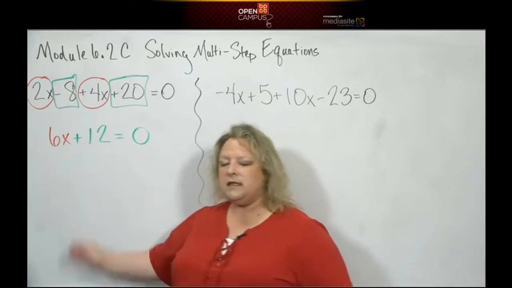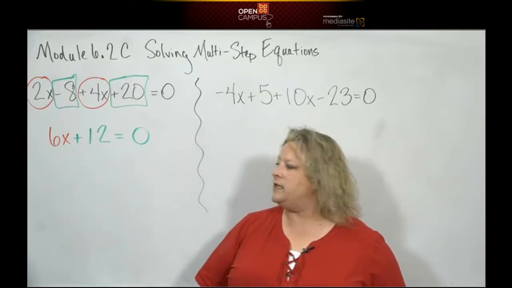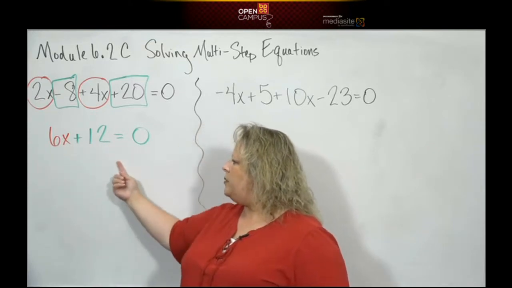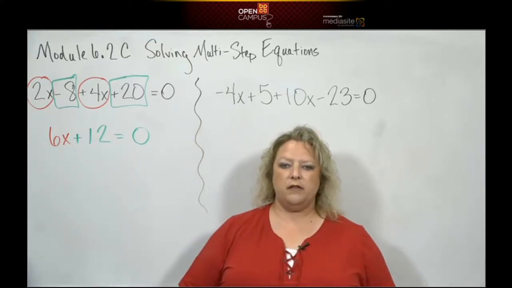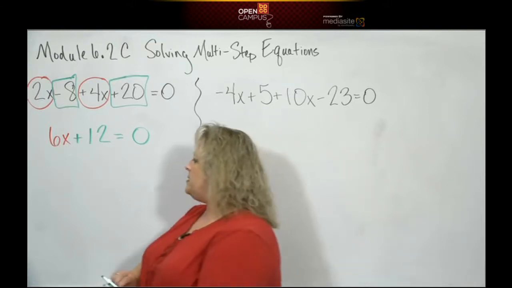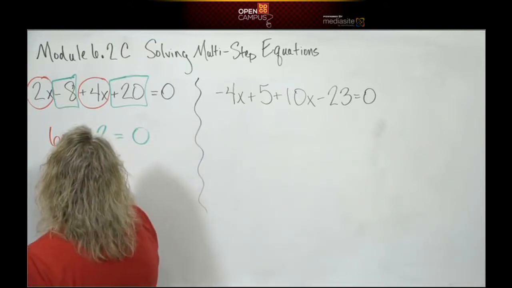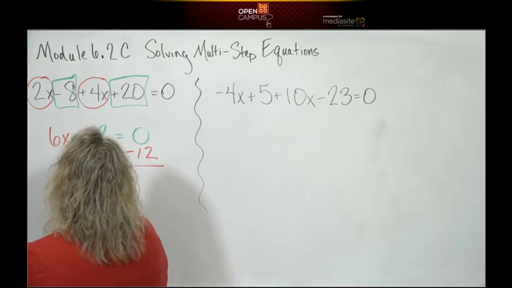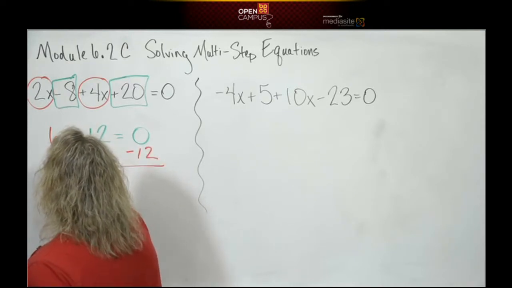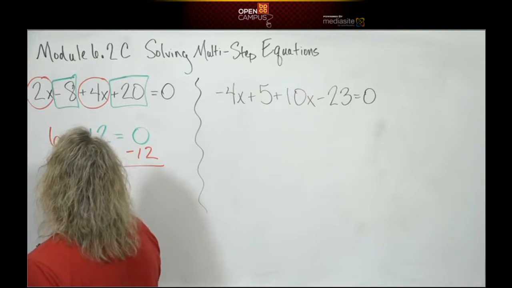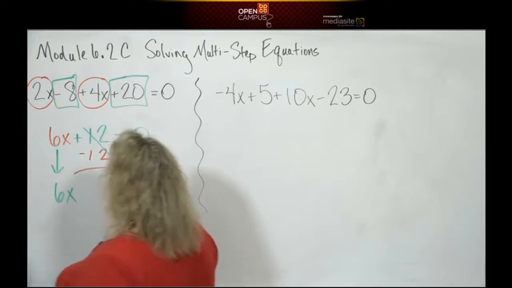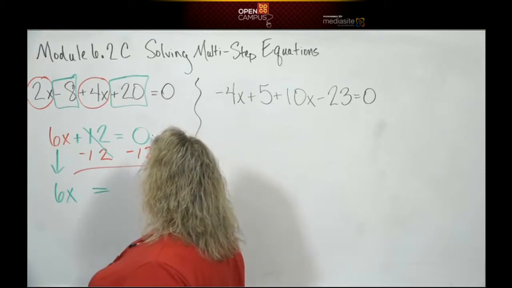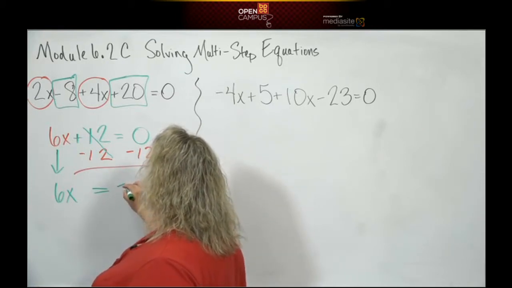Now, if you look at this, this looks like the very first set that we did. I have a variable on the left. I need to put my constant on the right. So how do I do that? By doing the opposite. Very good. So I'm going to do the opposite by subtracting 12 to the other side. And when I do that, my 6x comes down here because I haven't used it yet. My +12 and my -12 are opposites, so they equal 0. And then 0, -12 gives me -12.